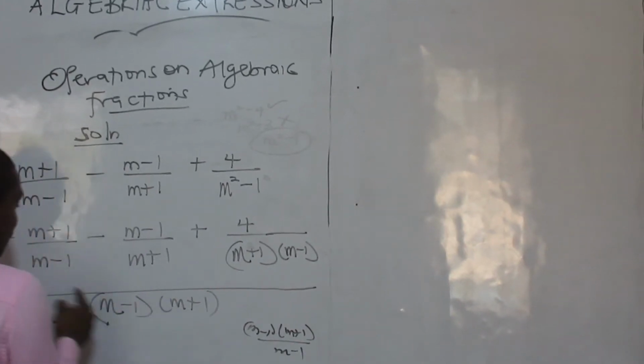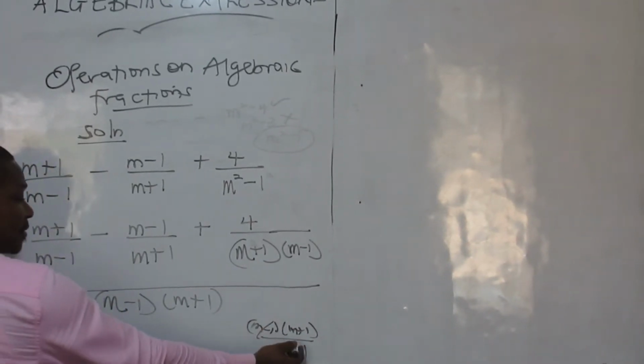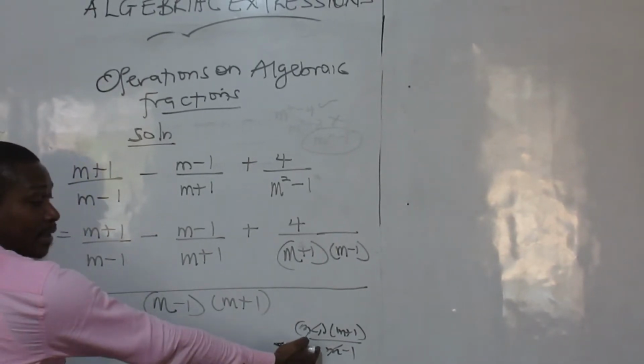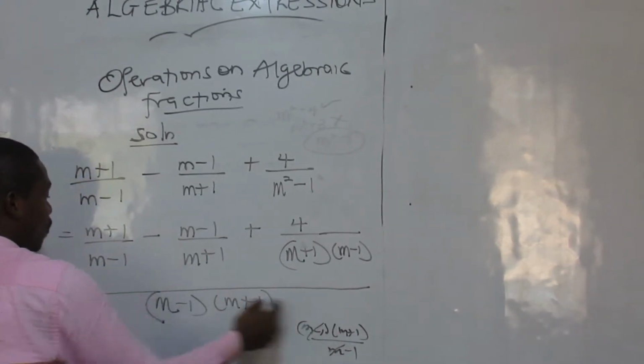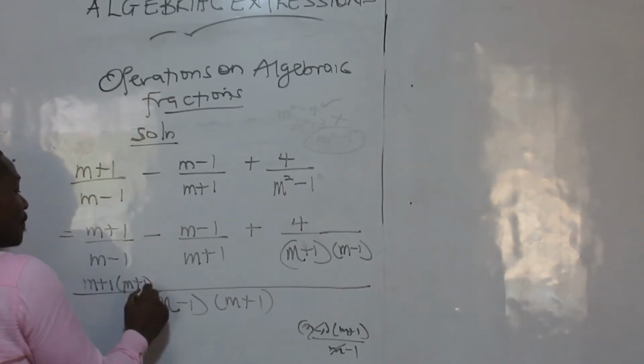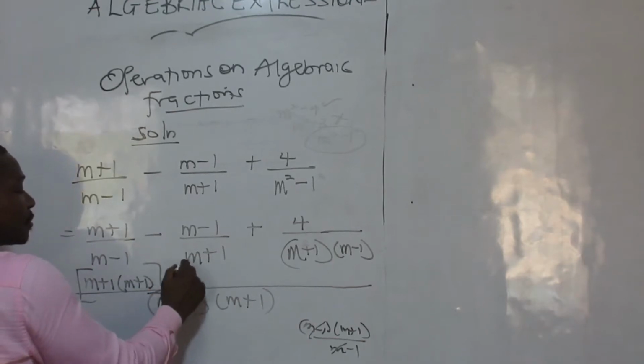Minus 1. This into that. So when you cancel, you get this. Good. So this into that, it comes beneath. Cancel like this. Good. So it will be left with m plus 1. So you have m plus 1 against the m plus 1 on top. That is one case. Good.